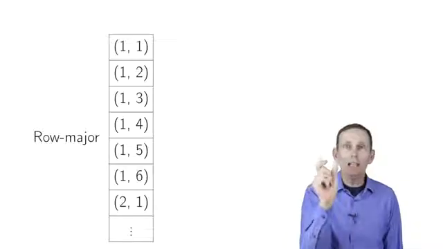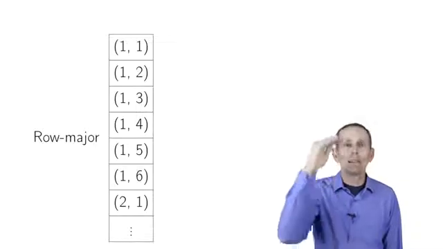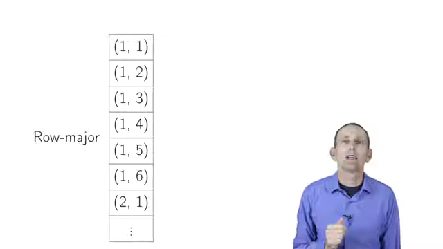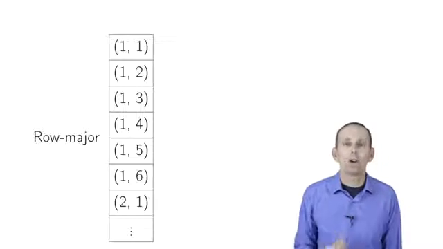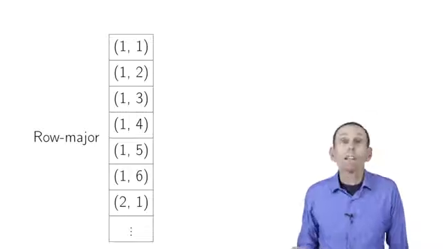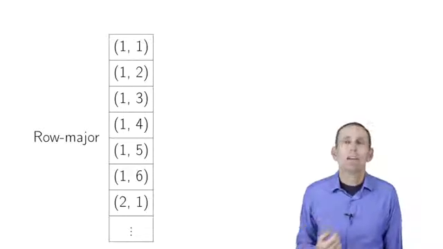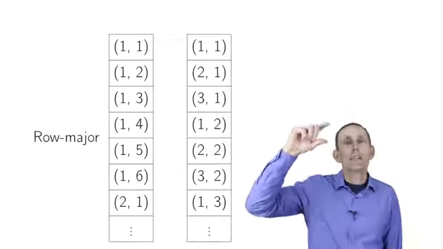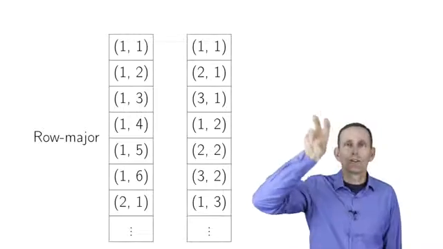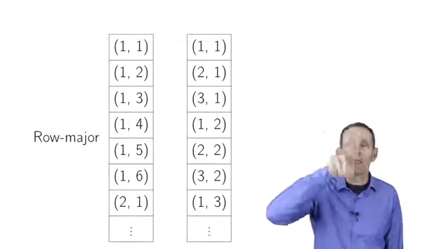So the column index is changing most rapidly as we're looking at successive elements, and that's an indication that it's row major indexing. We could lay out arrays differently, and some languages or compilers actually do that, where they would lay out each column in order. So you'd have the first column, then the second column, then the third column.